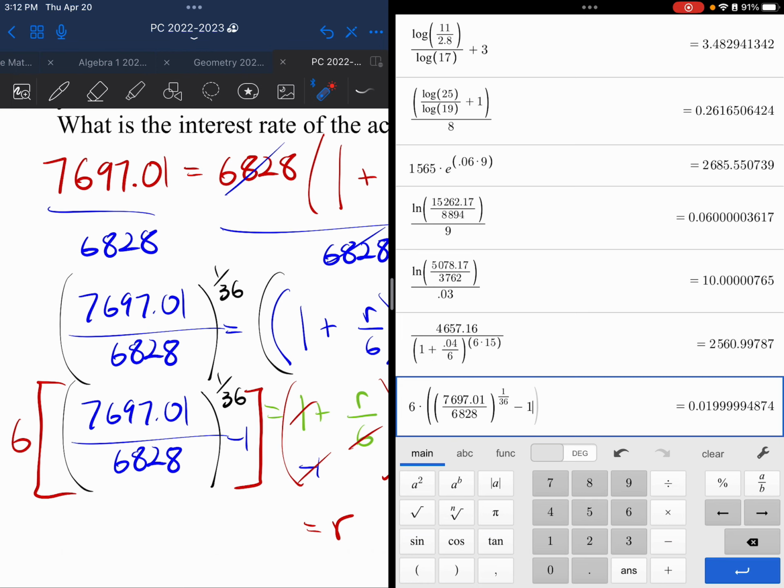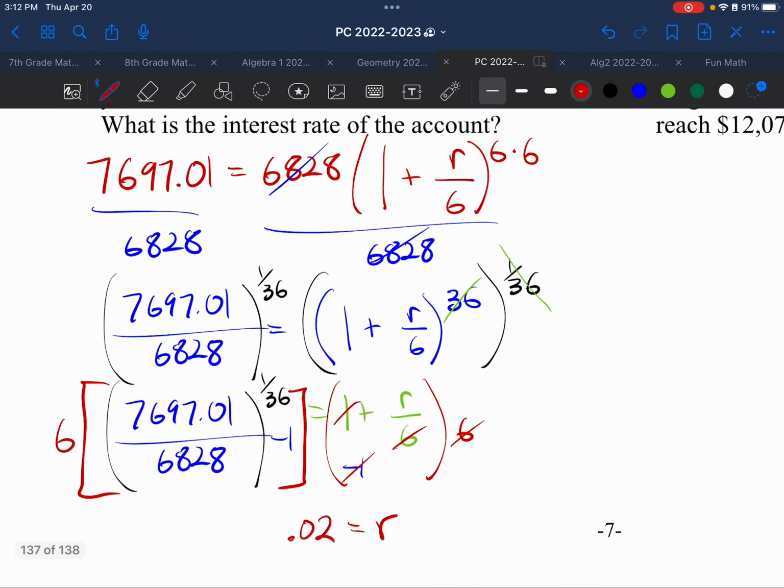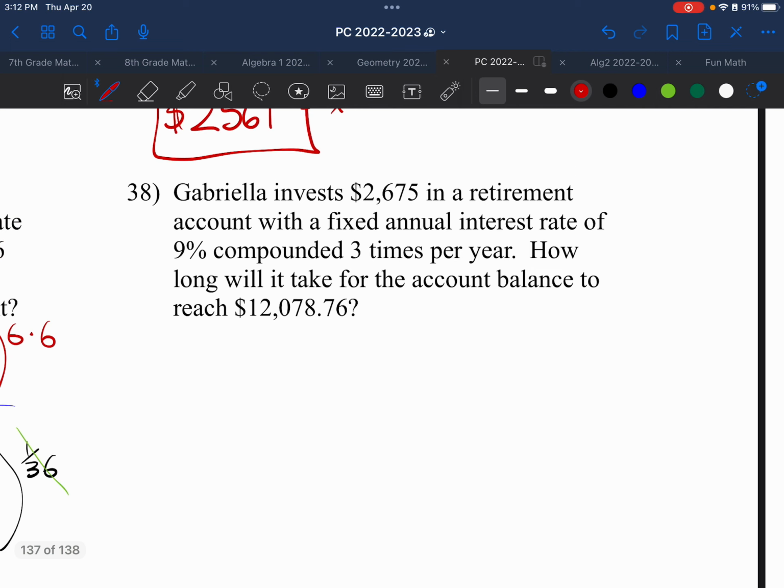That looks to me like 0.02 if I round. So it's going to be 0.02 after I round, and 0.02 as an interest rate is 2%. Last problem, let's go. I'm ready.